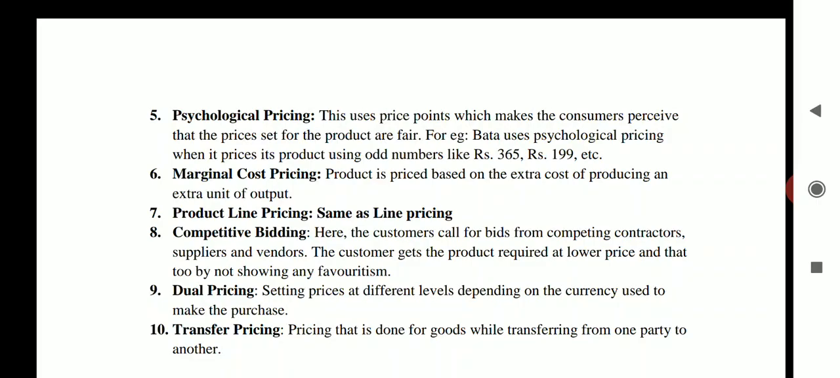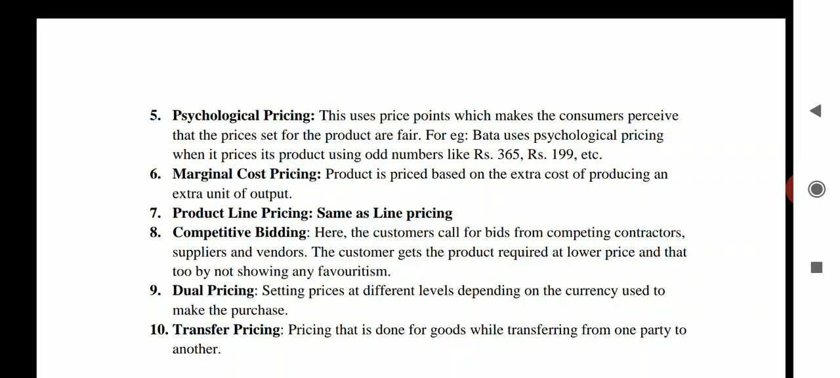There we learned that the producer cannot fix extreme price points for its product. They have to follow a specific price range and fix prices for their products from among this price range. They cannot go for extreme price points. Product line pricing takes that into consideration.